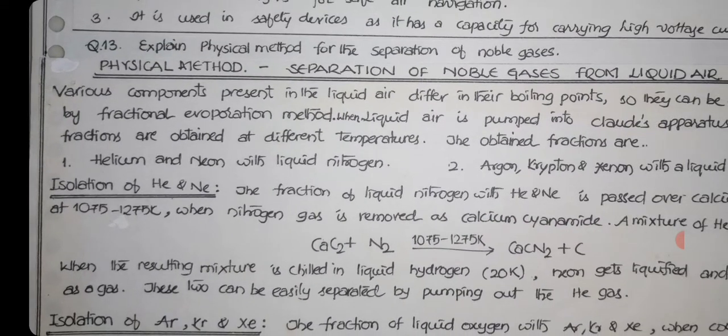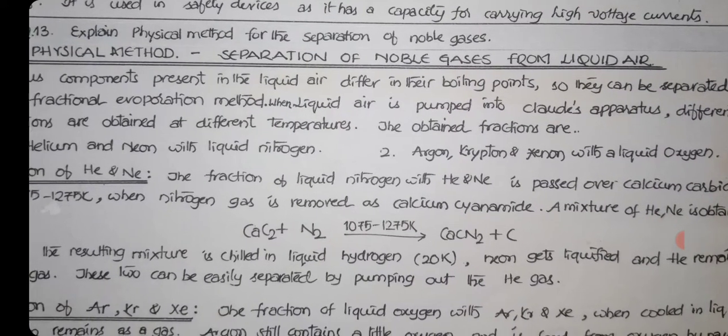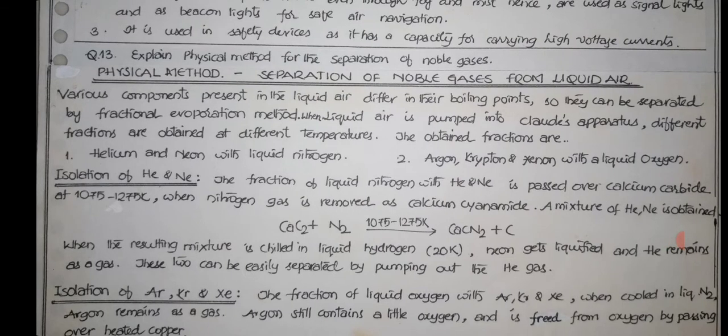You see, various components present in the liquid air differ in their boiling points. So they can be separated by fractional evaporation method. When liquid air is pumped into Claude's apparatus, different fractions are obtained at different temperatures. The obtained fractions are helium and neon with liquid nitrogen, argon, krypton, xenon with liquid oxygen. Liquid oxygen contains higher molecular mass gases, liquid nitrogen contains lower molecular mass gases, helium and neon.